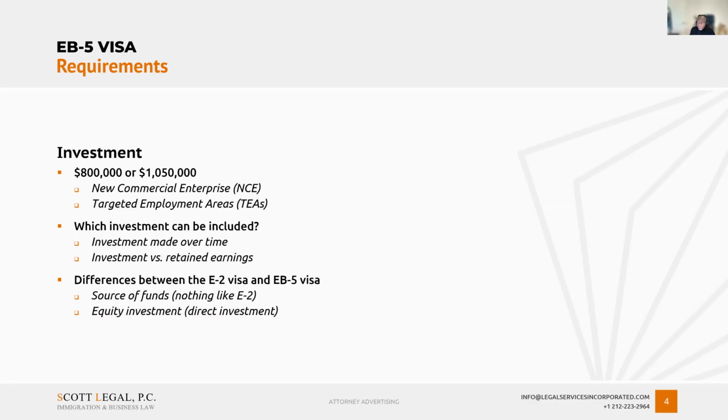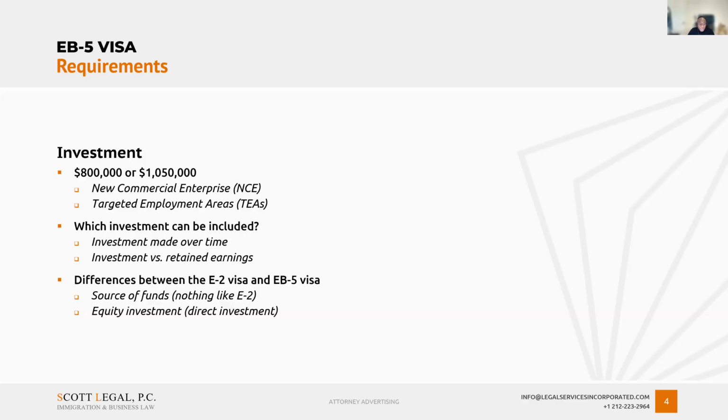So the first requirement has to do with the investment. When you're doing an EB-5 petition, you are required to invest either $800,000 or $1,050,000 in a new commercial enterprise. That doesn't mean a brand new enterprise. That could be an enterprise that was developed after 1990. So that's either investing in a business that already exists, where the money goes in the business and is used to create jobs, or you could start a business. Either of those two could work, or you could invest in a regional center.